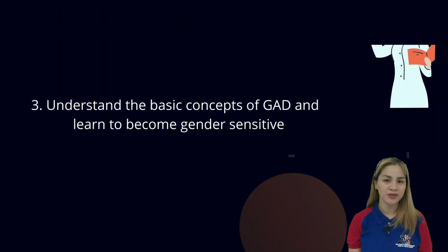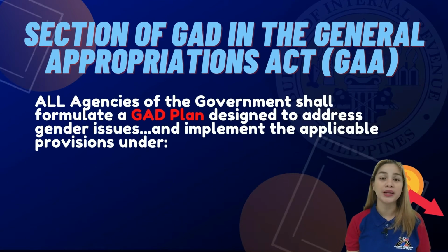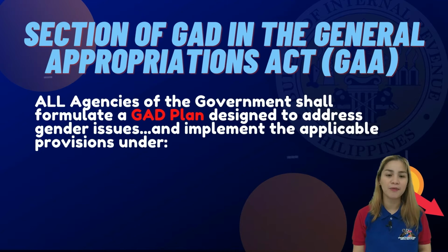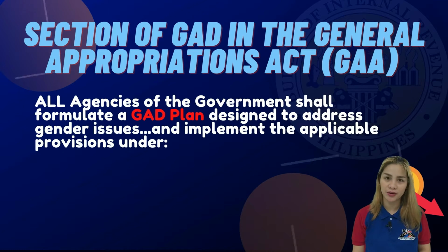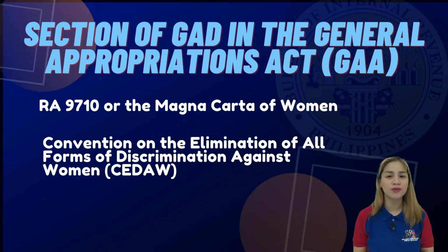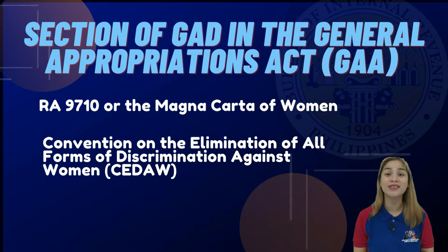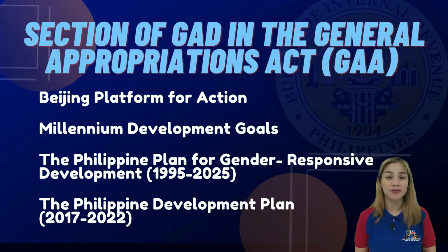Under the General Appropriations Act, a particular section specifies the programs and projects related to GAD. All agencies of the government shall formulate a GAD plan designed to address gender issues within their concerned sector or mandate and implement the applicable provisions under Republic Act 9710 or the Magna Carta of Women, the Convention on the Elimination of All Forms of Discrimination Against Women or CEDAW, Beijing Platform for Action, Millennium Development Goals, the Philippine Plan for Gender Responsive Development.